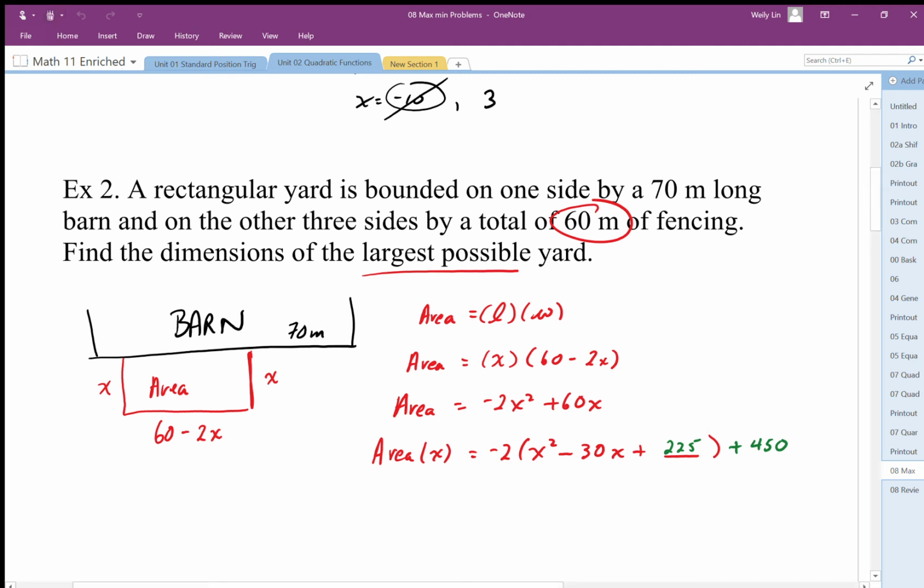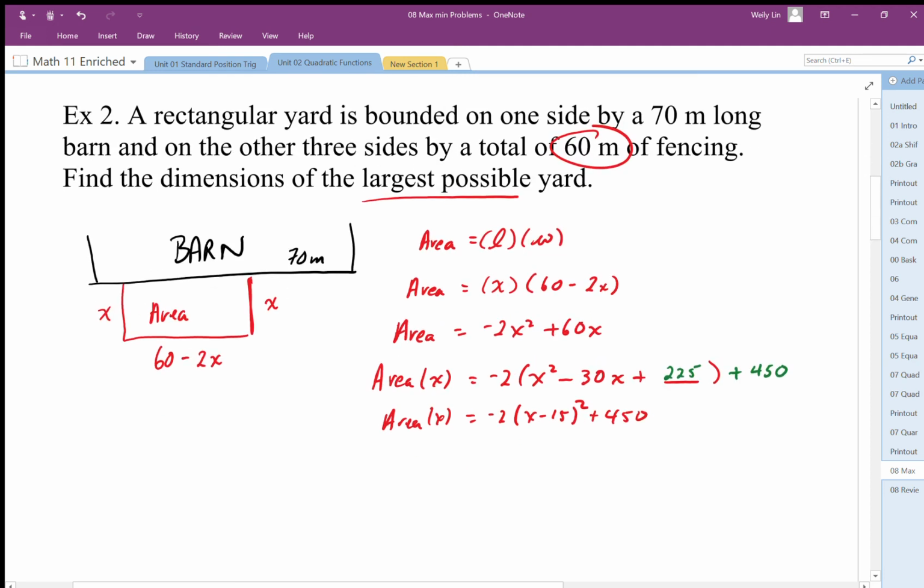We have to find the x-coordinate, which is going to end up being 15. Okay, so we know that the length is 15, so it's 15 by 60 minus 2 times 15, which is going to be 30. So it's going to be a 15 by 30 area. And again, that's equal to 450 square meters.